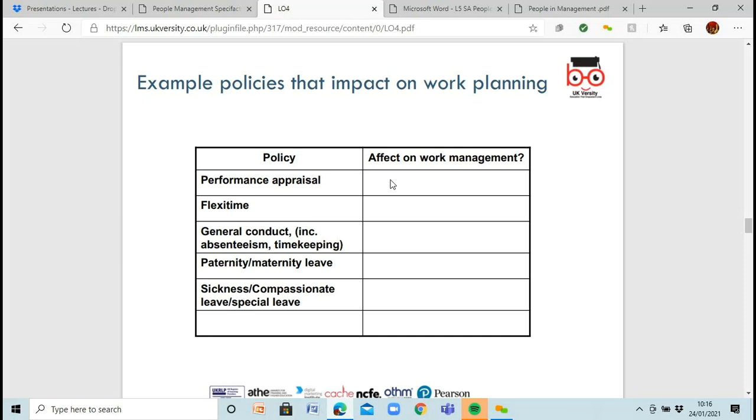And that will actually help you to maybe improve your own work. Flexi time. So are you doing remote working? Are you coming in part-time? Are you doing odd hours? General conduct. So like timekeeping, being absent, paternity and maternity leave, and sickness and compassionate leave or any special leave. So all of these policies will actually affect your work management. You'll be able to know exactly where you stand and how you're expected to behave.